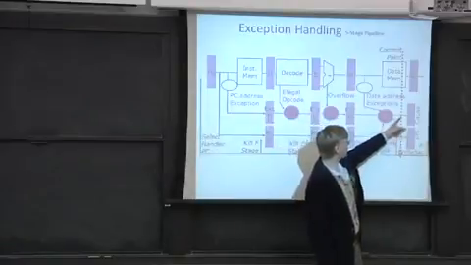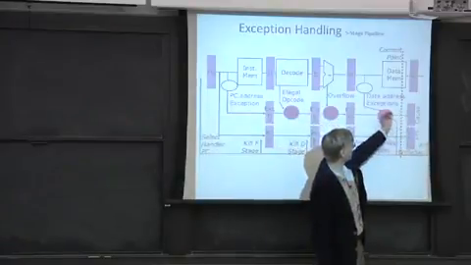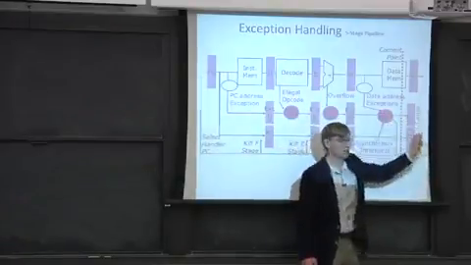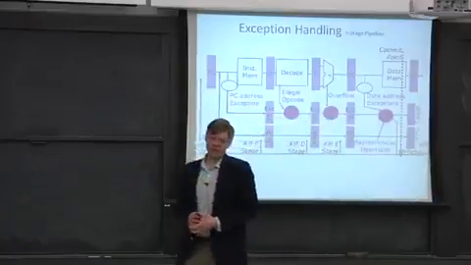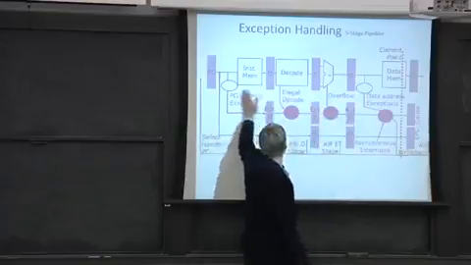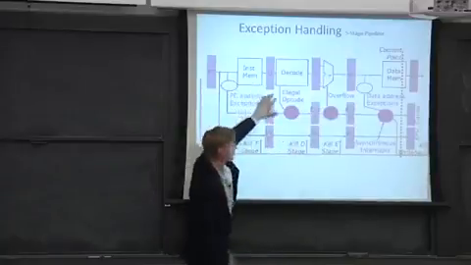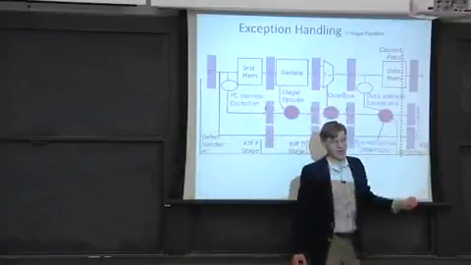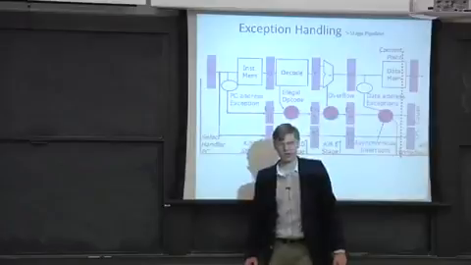One thing I did want to say is the cause register. What does that register do? Well, that register tells us why we took the exception. So it's a priority encoder, which prioritizes, as we said, in this direction, and will determine the cause of the exception.